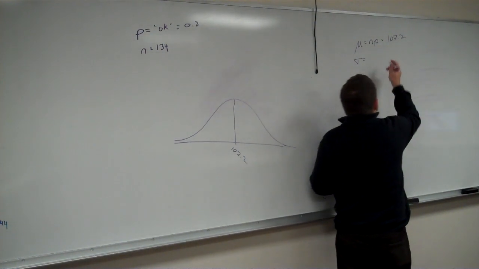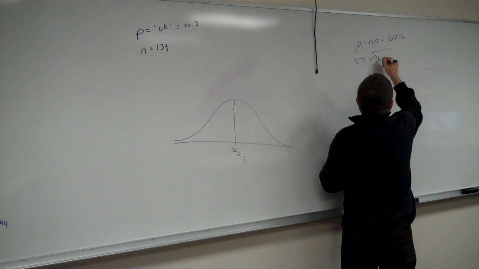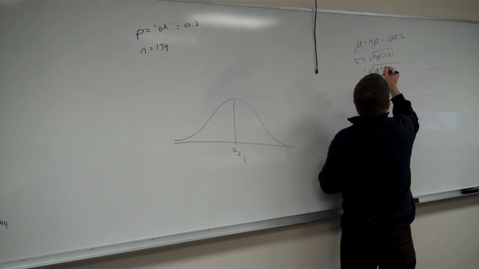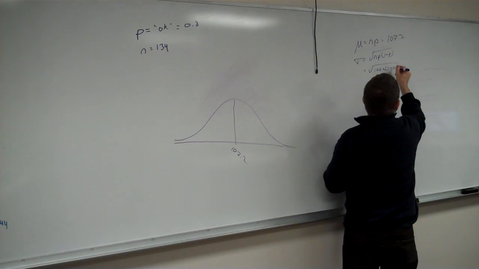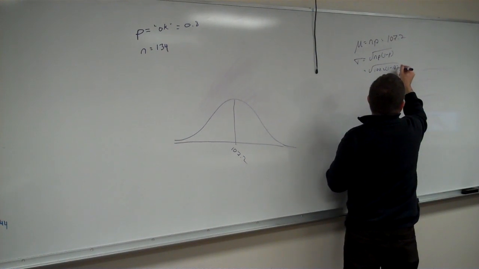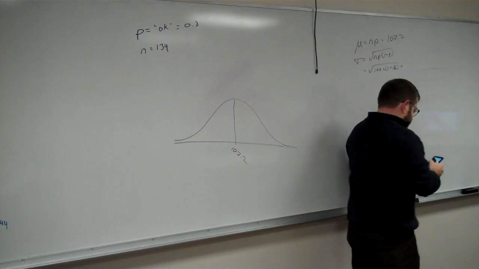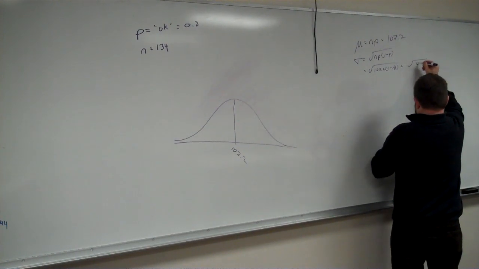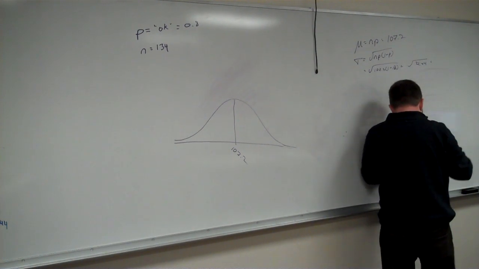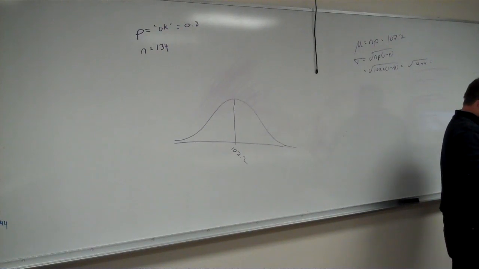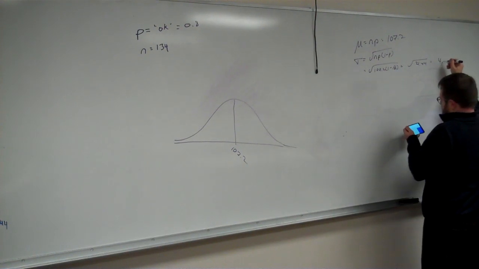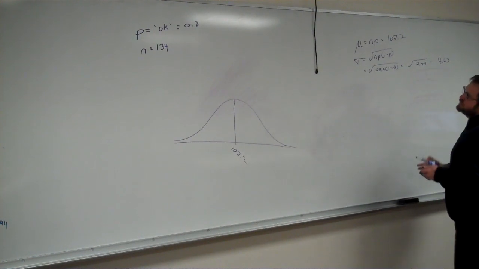The standard deviation, how broad that distribution is, is the square root of n times p times 1 minus p. That's the square root of 107.2 times 1 minus 0.8, which is equal to the square root of 21.44, which is equal to 4.63.